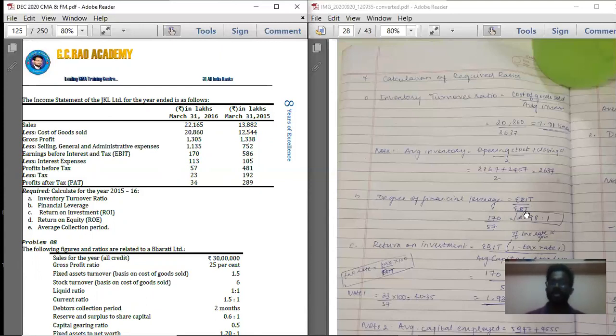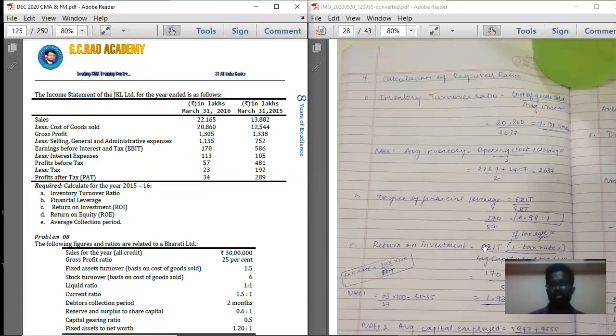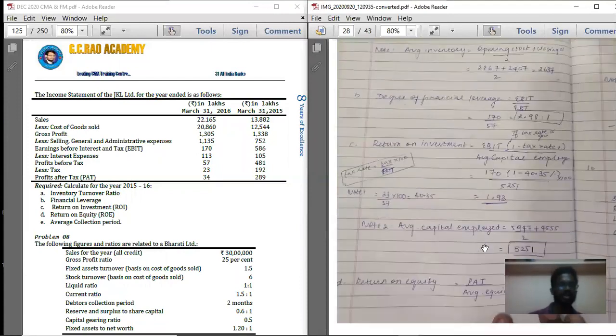So EBIT divided by EBT. What is the EBIT given in the question? EBIT is 170, EBT is 57. So EBIT divided by EBT is equal to 170 divided by 57, which is equal to 2.98 is to 1. So next they have asked us to calculate point number C, return on investment.